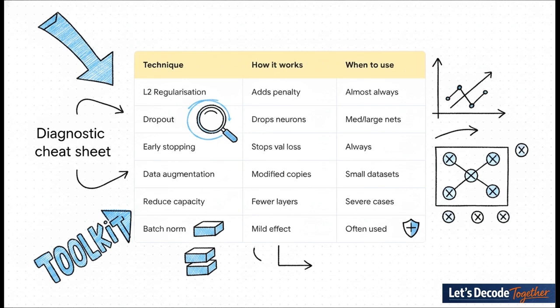For instance, L2 regularization, that's a tool you should almost always use. Then we have Dropout for your medium to large networks, early stopping, which is pretty much universally applicable whenever you're monitoring validation loss, and data augmentation for when your dataset is just too small. Notice we've also got batch normalization in the mix here. Now, while it's primarily used for training stability, it actually gives you a mild regularizing effect as a nice little bonus. And finally, down at the bottom, we have reducing model capacity, which is strictly your last resort for when severe overfitting persists despite everything else.